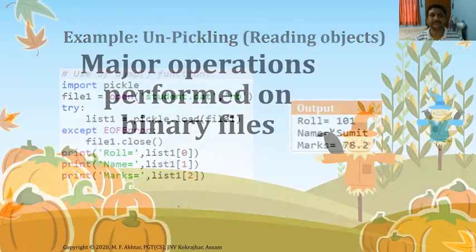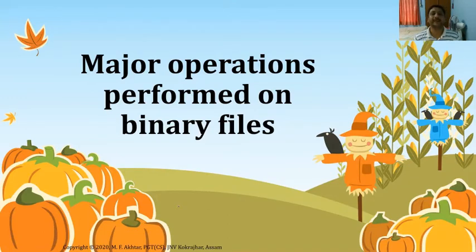Now, some major operations performed on a binary file. As of now, we know how to save data in a binary file and how to read data from it. Then we can do some major operations on binary files. Suppose we want to save some student information, their marks, name, and roll number, and then further read some data, add more data, and modify some data. These operations we can perform on binary files, and we will see them one by one here.